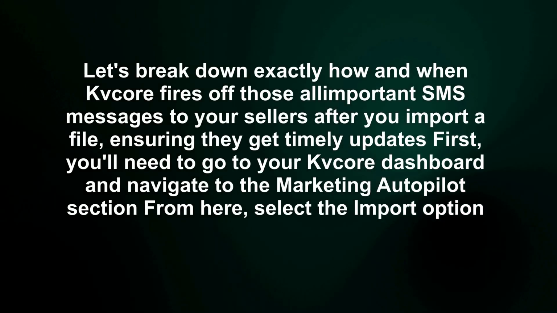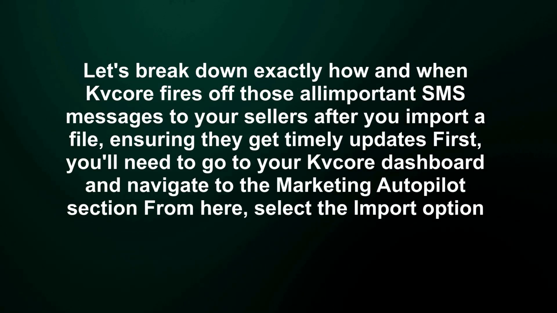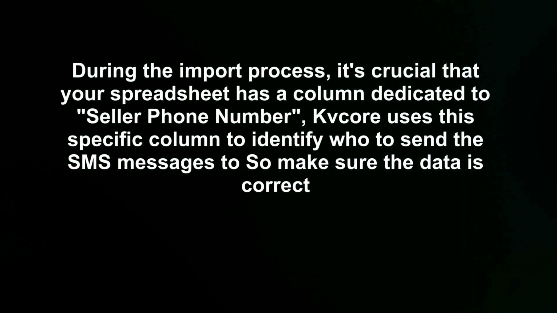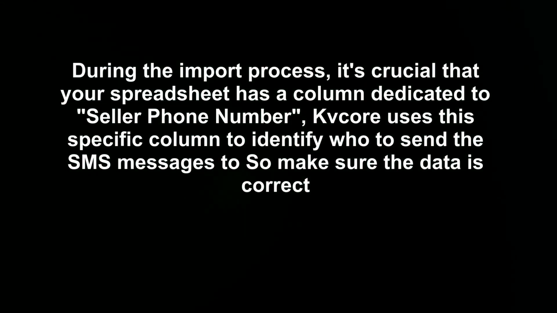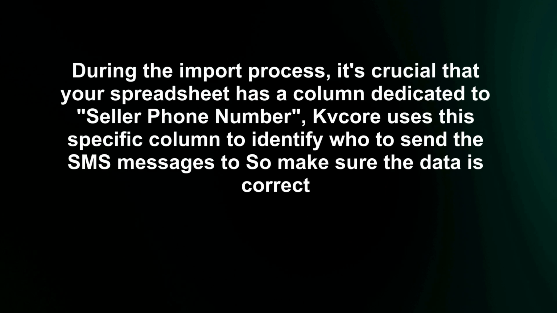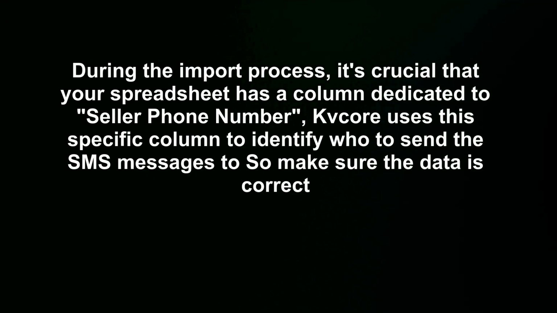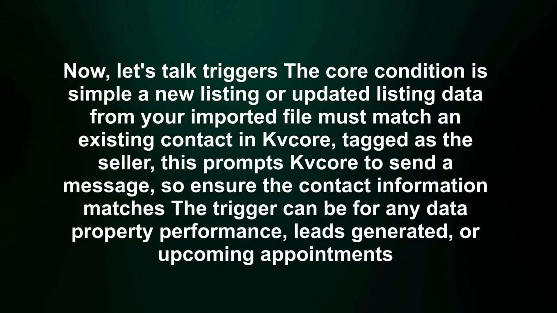Ensuring they get timely updates first, you'll need to go to your Kvcore dashboard and navigate to the Marketing Autopilot section. From here, select the Import option. During the import process, it's crucial that your spreadsheet has a column dedicated to seller phone number. Kvcore uses this specific column to identify who to send the SMS messages to, so make sure the data is correct.